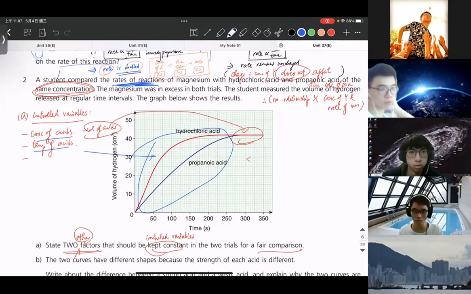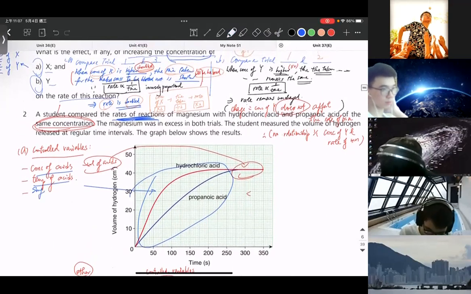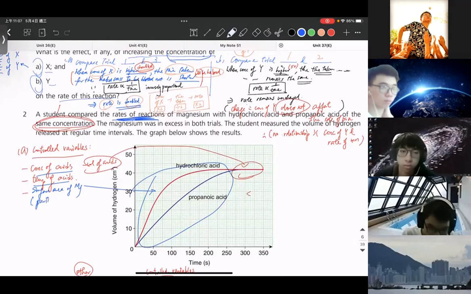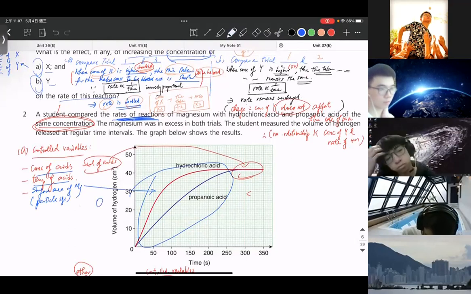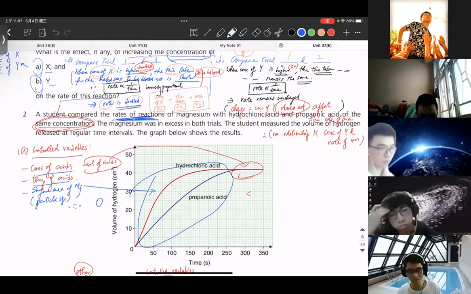Surface area of magnesium. Yep, good. Surface area of magnesium. So what is meant by surface area? You may mention it as particle size as well, right? The smaller the particle size, the larger the surface area. Do you understand? That is how big or how small the particle is, okay? If you have smaller particles, you have larger surface area. So they will also affect the blue one.